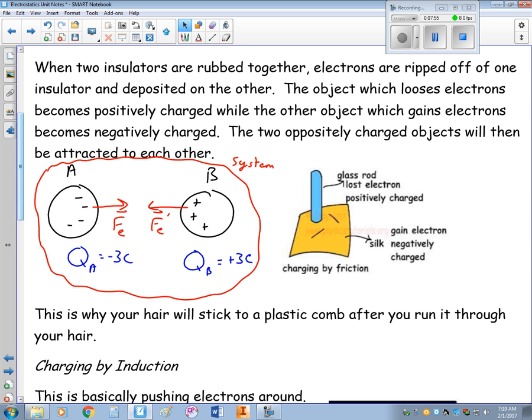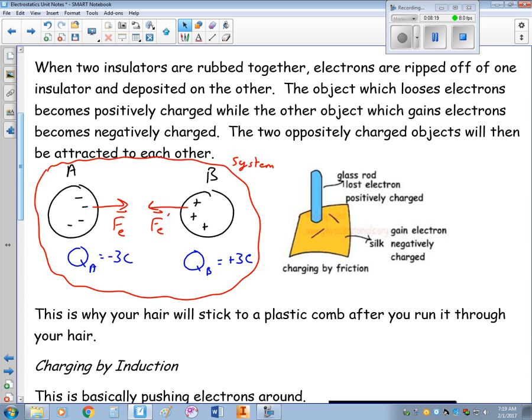Also, because of conservation of charge, the amount of charge that I remove from object B, so if I remove 3 coulombs worth of electrons from object B, it will get a charge of +3 coulombs, and object A will get a -3 coulombs. But this is kind of a general idea for how this can work.